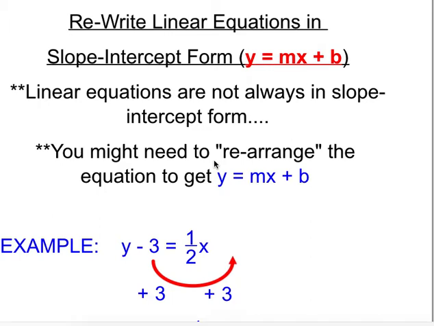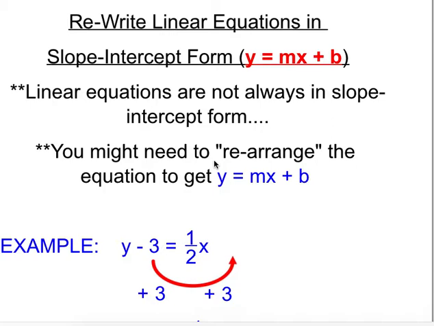Hey guys, welcome back to your next video for Unit 4, and we've been working a lot with the slope-intercept form of a linear equation, and here you can see it in red on the screen. It's y equals mx plus b. I feel like we've been working with this form long enough. You guys should be pretty good at it by now.